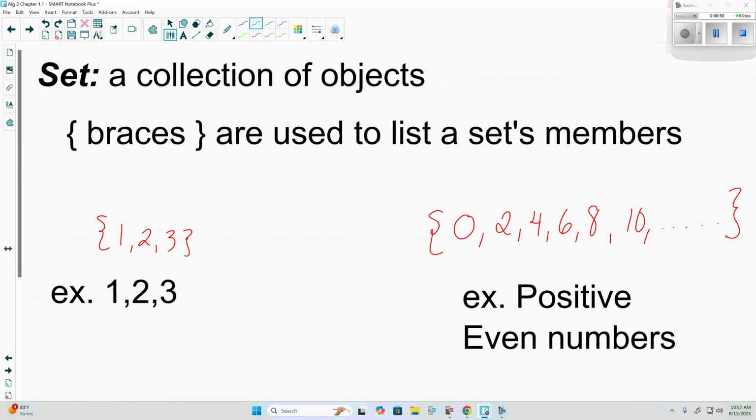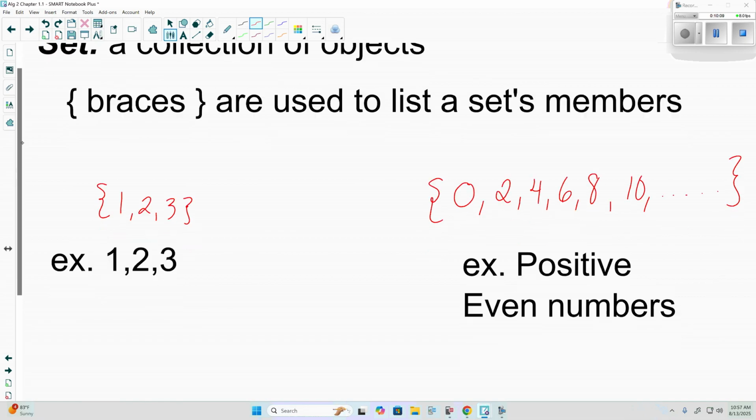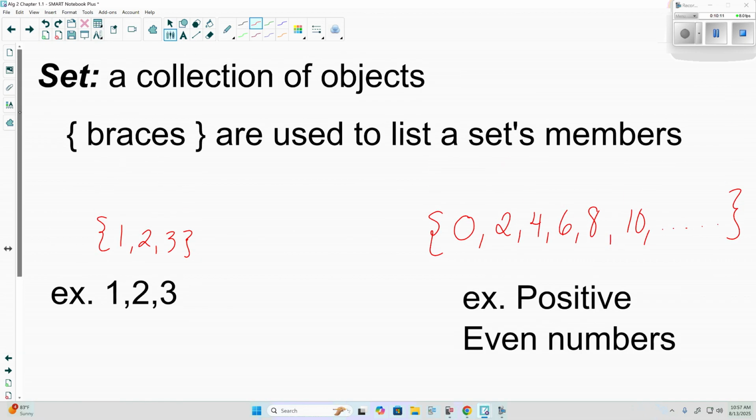Because as hard as we try, there's no way for us to list every possible positive even number. There's just way too many of them. There's an infinite number of positive even numbers. Questions on this so far? All right.